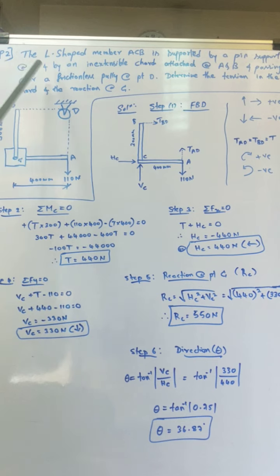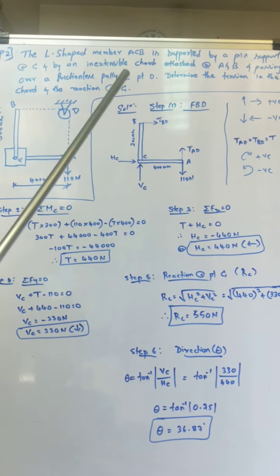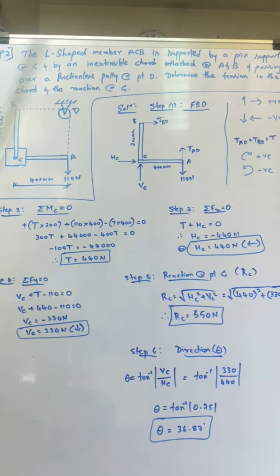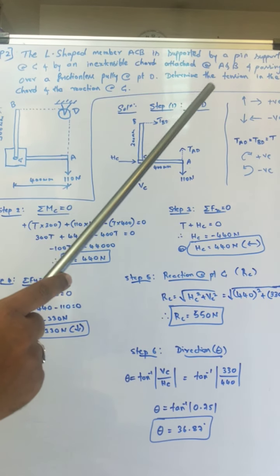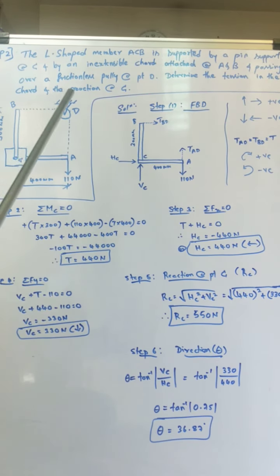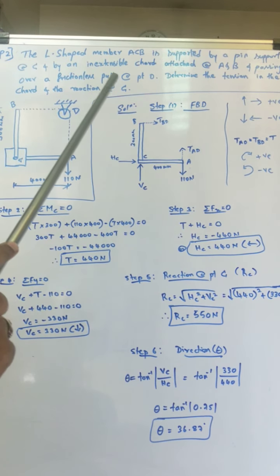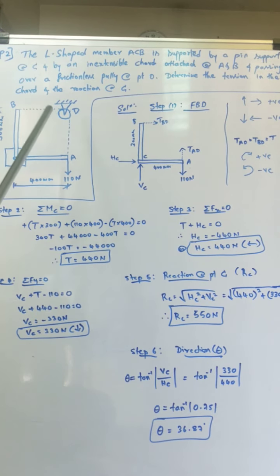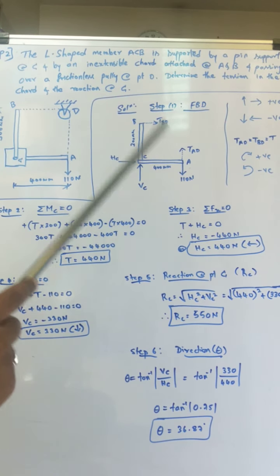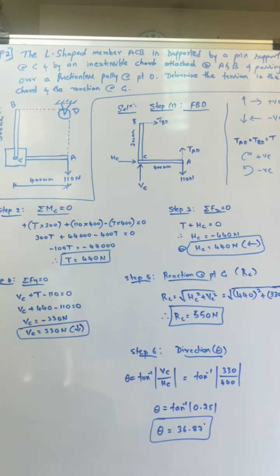The L-shaped member ACB is supported by a pin support at point C. We'll see the diagram later. An inextensible cord is attached at points A and B, passing over a frictionless pulley at point D. Determine the tension in the cord and the reaction at C. So he is asking to find the tension in the cord and also the reaction at point C.